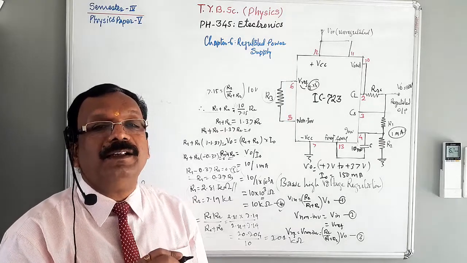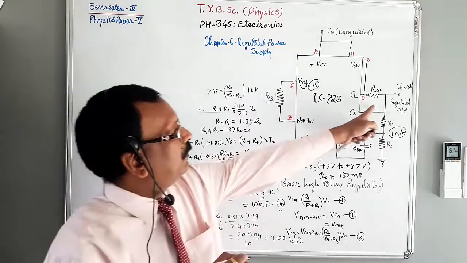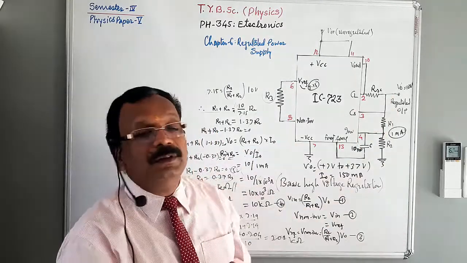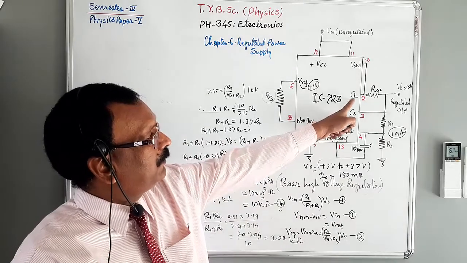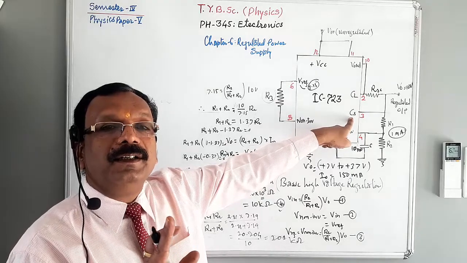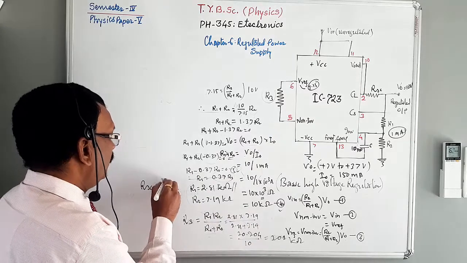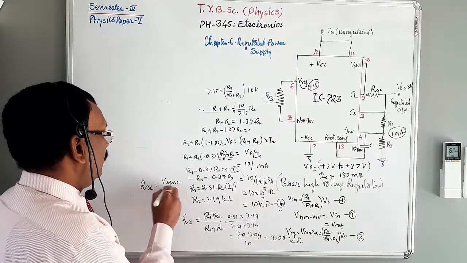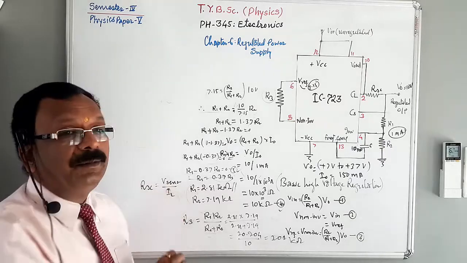Now, the value of current sensing resistor, that is RSC, depends upon the limiting current. The value of RSC depends on the limiting current. Current is flowing through R1 and R2, because CL and CS are the two terminals of the current controlling transistor T2 inside the circuit. So, RSC depends on V sense upon IL, the current limit.